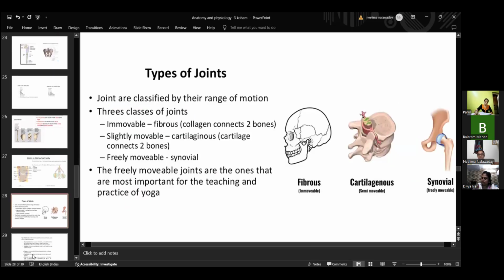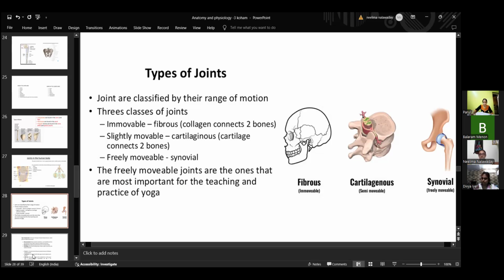Types of joints: fibrous, cartilaginous, and synovial. So these are anatomical names. You can just memorize or remember them as immovable, semi-movable, and freely movable. So fibrous are immovable joints, cartilaginous are semi-movable joints, and freely movable are synovial joints.